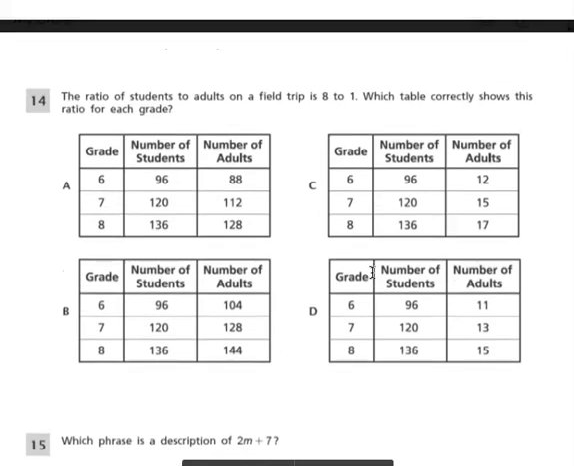Another kind of graph. So the ratio of students to adults on a field trip is 8:1. Which table correctly shows this ratio for each grade? I'll give you a minute. Raise your hand. Tiffany is still doing it. It's okay, Tiff. Keep working. That was from before, but I can share if you want. Okay. So, Sean, would you like to share on this one?